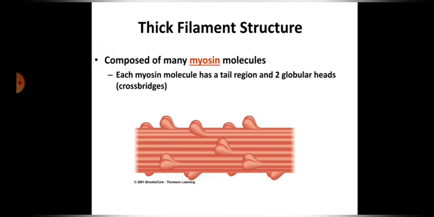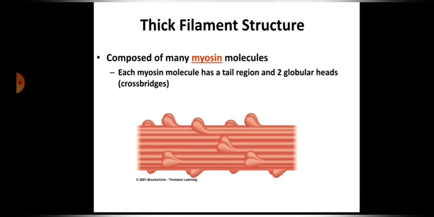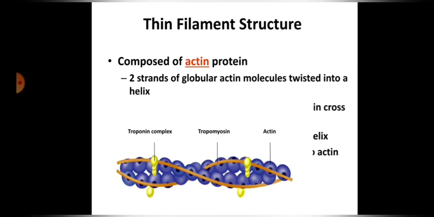The thick filament structure. Thick filaments are composed of many myosin molecules. Each myosin molecule has a tail region and two globular heads, which are known as cross bridges. The thin filament structure. The thin filament is composed of actin protein. Two strands of globular actin molecules are twisted into a helix.